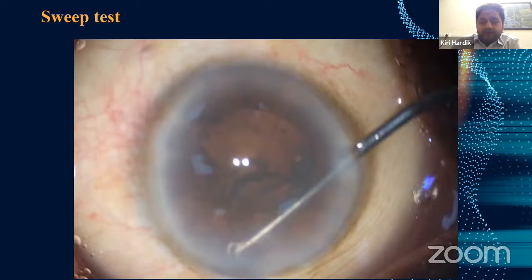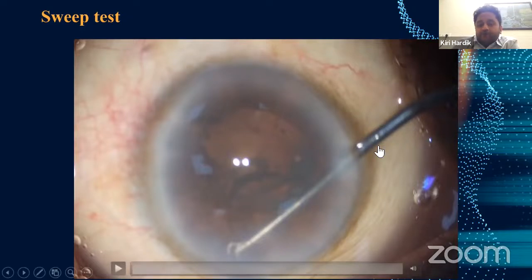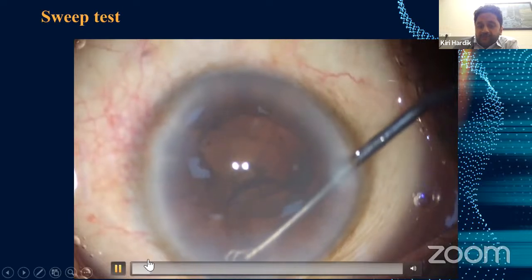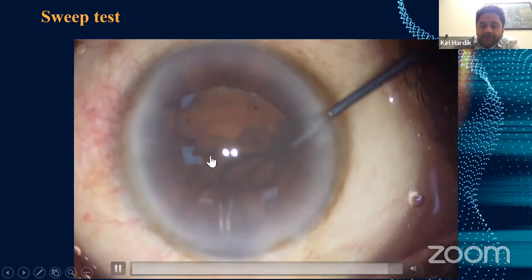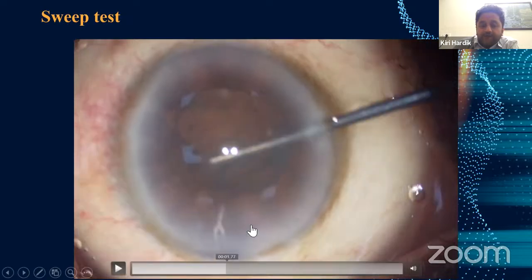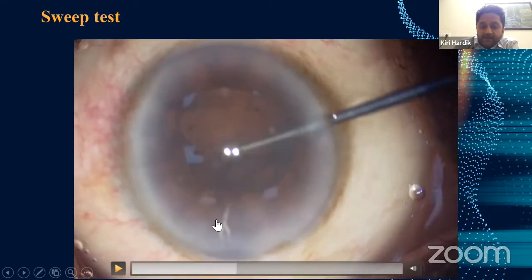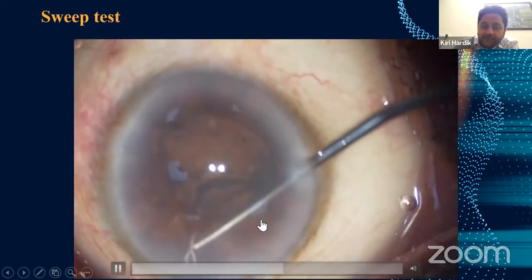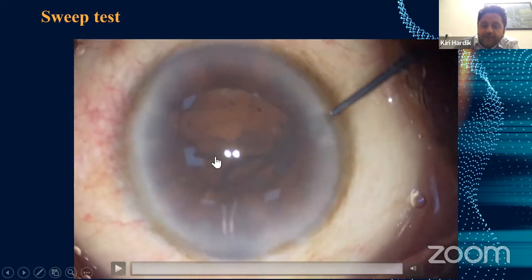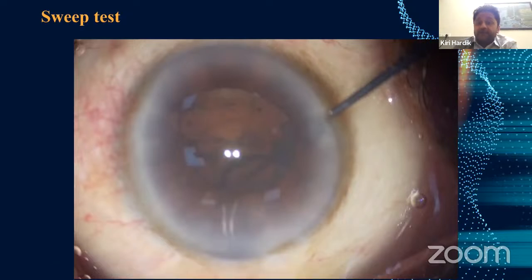Another thing is the swipe test. You can use a blunt instrument for that. Here the surgeon has used an iris repositor. Just swiping in the anterior chamber, we can observe that by moving it, the vitreous fibers are also moving. I'm playing it again. The surgeon is moving the blunt instrument and just observe here, the fibers are also moving. This gives us a clue that yes, definitely there is vitreous there and we need to remove it. So this is another way of identifying the vitreous.